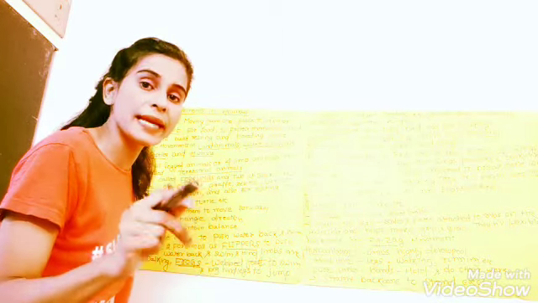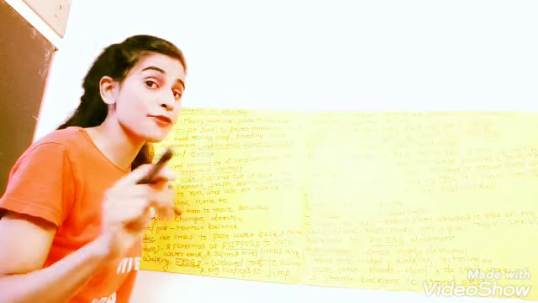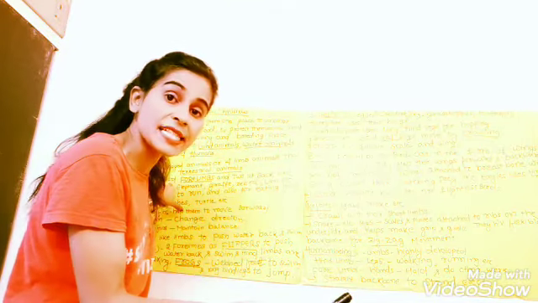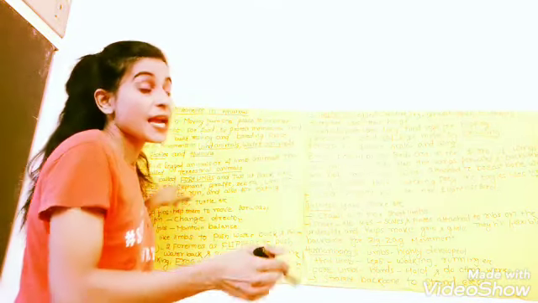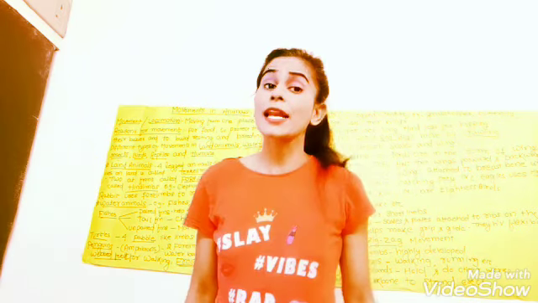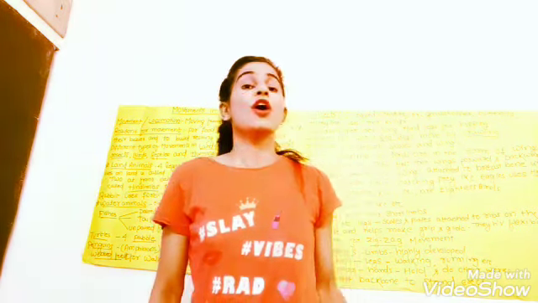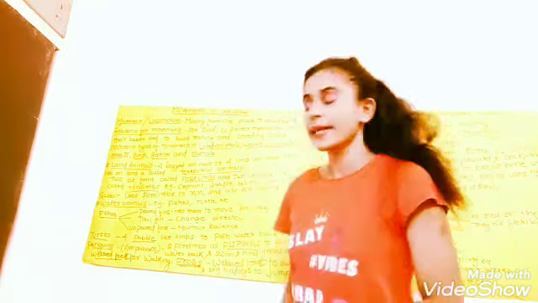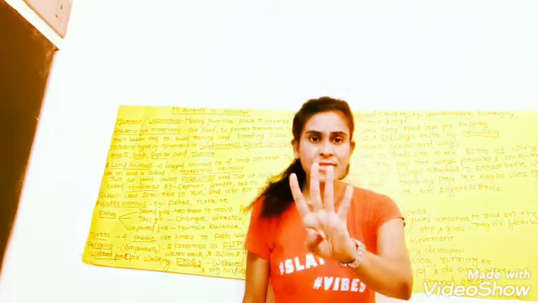F-O-R-E, fore limbs. The two limbs on the front side are called your forelimbs. And the two limbs on the back side of a cow or elephant or any land animal are called hind limbs. H-I-N-D, hind limbs.